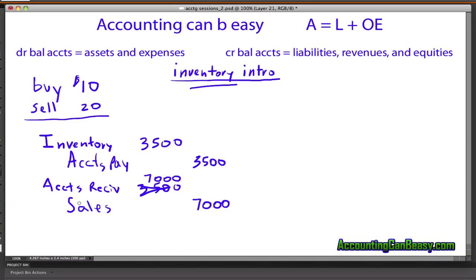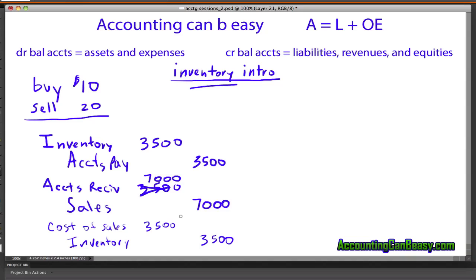And the way we do that, we have to create another account called cost of sales. This would be an expense because that's what we paid for the inventory. So our cost of sales, we have to debit for $3,500. And what are we going to credit? We're going to credit the inventory, since we sold it, for $3,500.